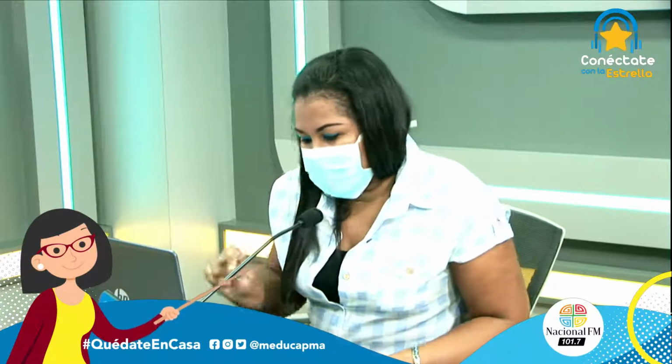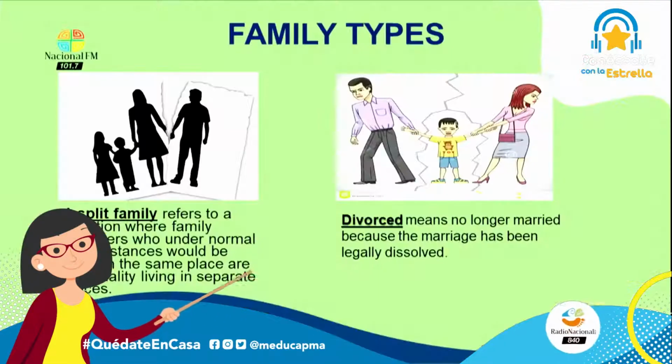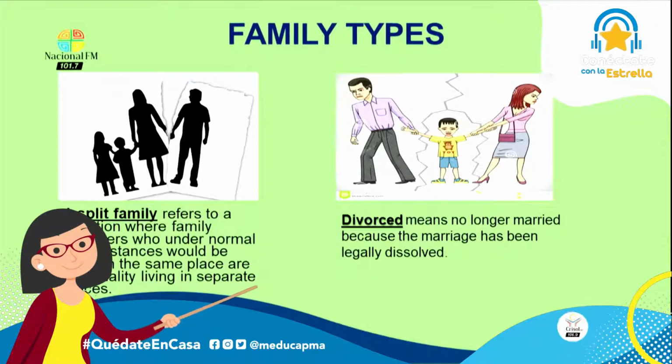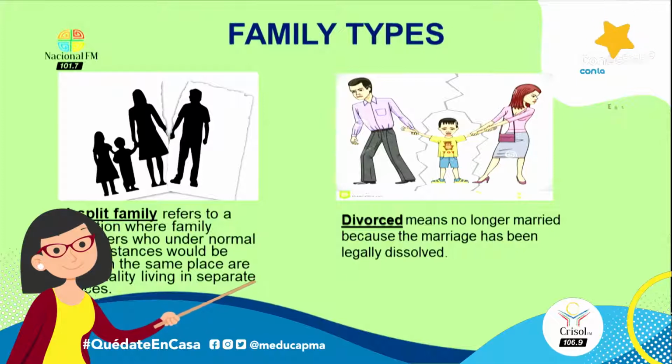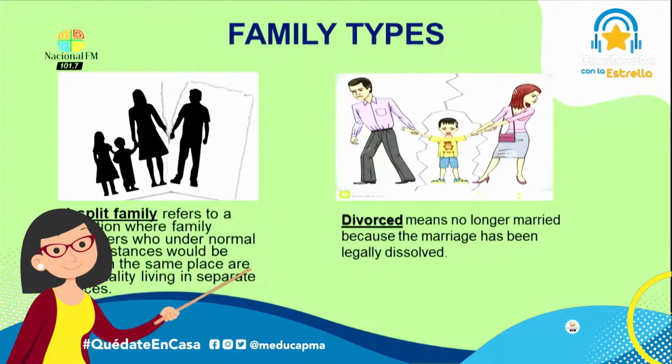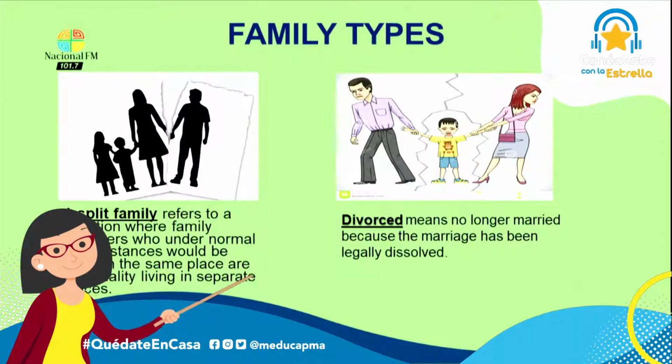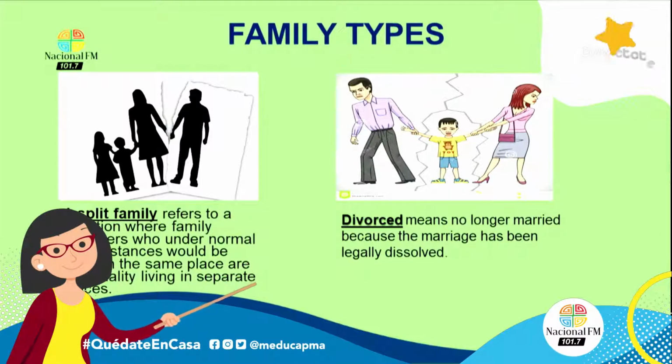We have a split family. Split family refers to a situation where family members who under normal circumstances would be living in the same place are in actuality living in separate places. For example, your mom lives in one place and your father lives in another place, okay? It could be for many reasons. It could be because they are not together, no están juntos, separated, divorced or something. However, it could also be because your mother or your father has to work in another country. So that would be a kind of split family, okay? And the last one, divorce, means no longer married because the marriage has been legally dissolved, okay? This is very understandable, I guess.